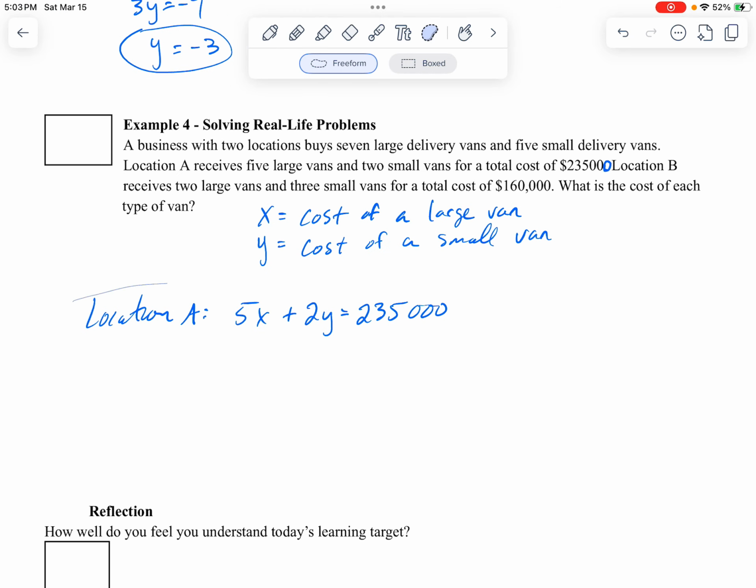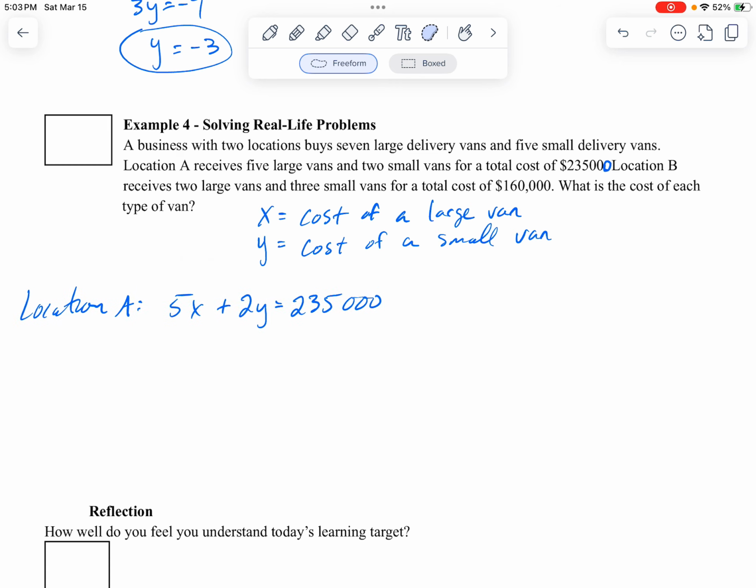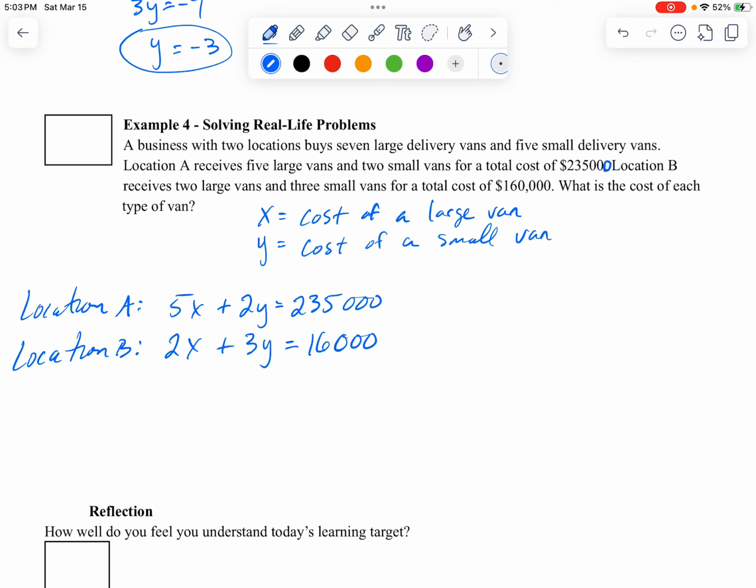Realizing space-wise I might end up cramping myself here. Move this over a little. Location B bought 2 large vans and 3 small vans, and they spent a total of $160,000. So that's how we would set this up, and we can solve this using elimination.